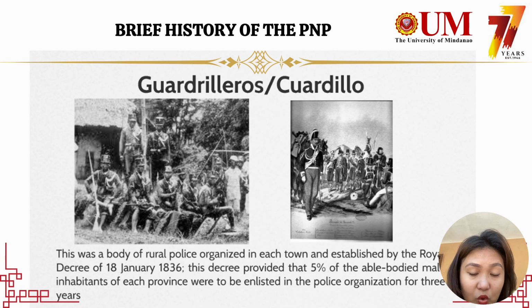And we have right here the Guardilleros or Cuadrillero. This was a body of rural police organized in each town and established by the Royal Decree of January 18 of 1836. So this decree provided that 5% of the able-bodied male inhabitants of each province were to be enlisted in the police organization for 3 years.